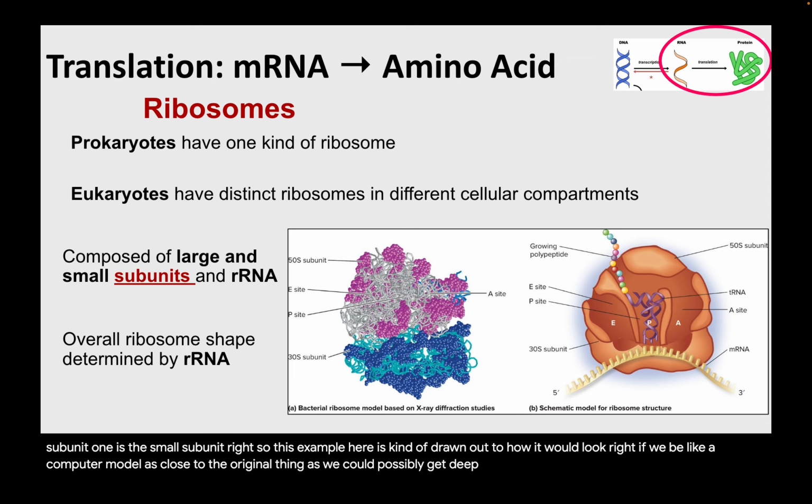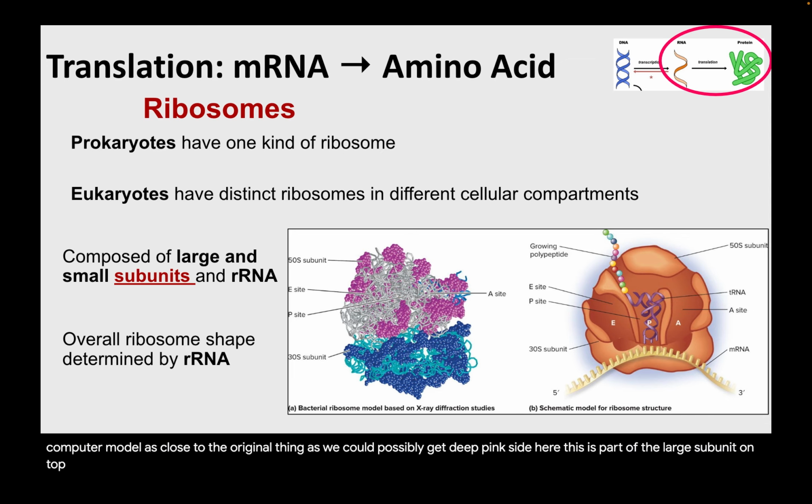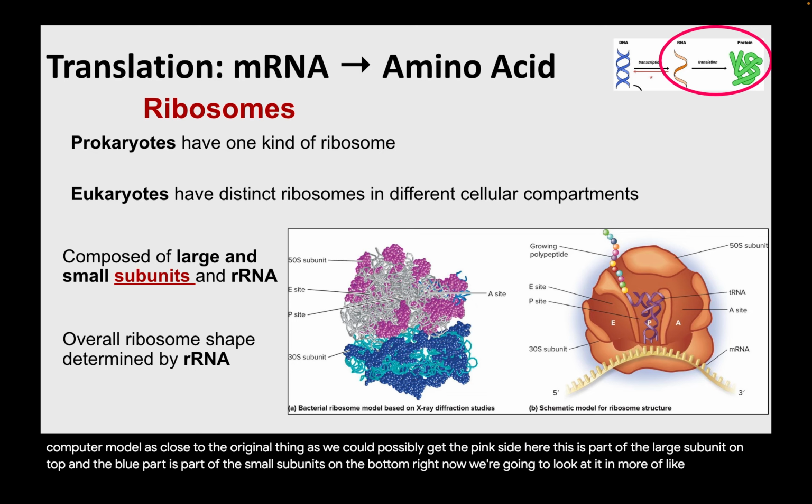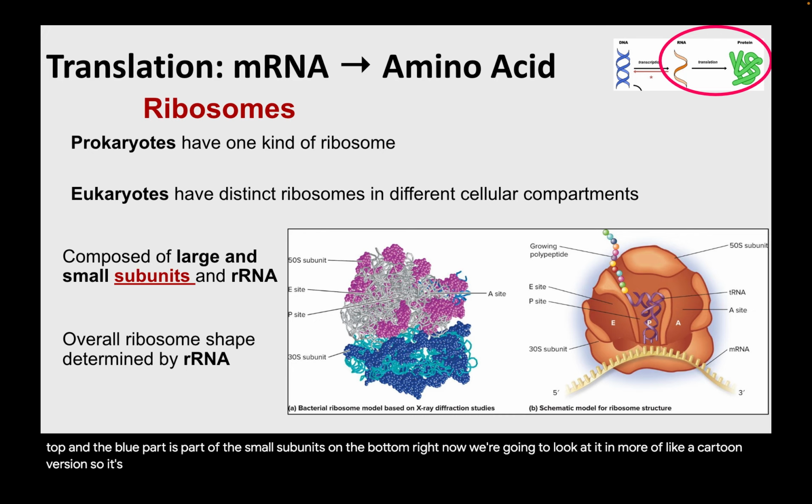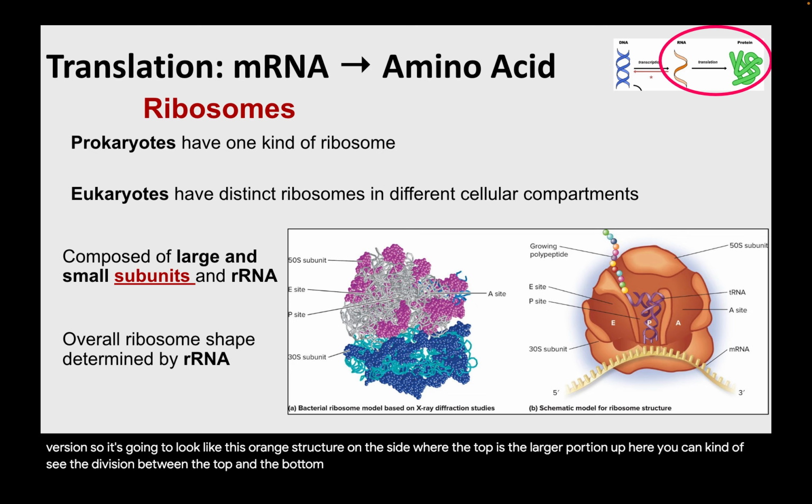The pink side here is part of the large subunit on top, and the blue part is part of the small subunit on the bottom. All right, now we're going to look at it in more of a cartoon version. It's going to look like this orange structure on the side, where the top is the larger portion. Up here you can see the division between the top and the bottom on the sides. So very distinct, right? But the bottom part is where the mRNA is sliding through.